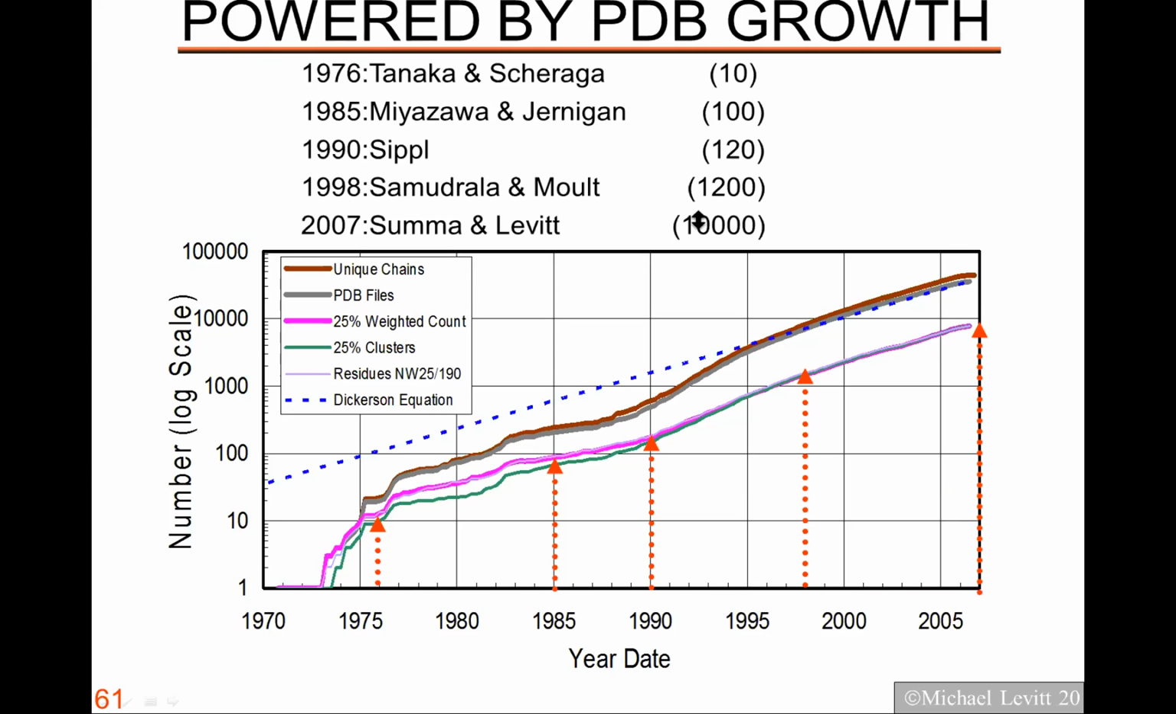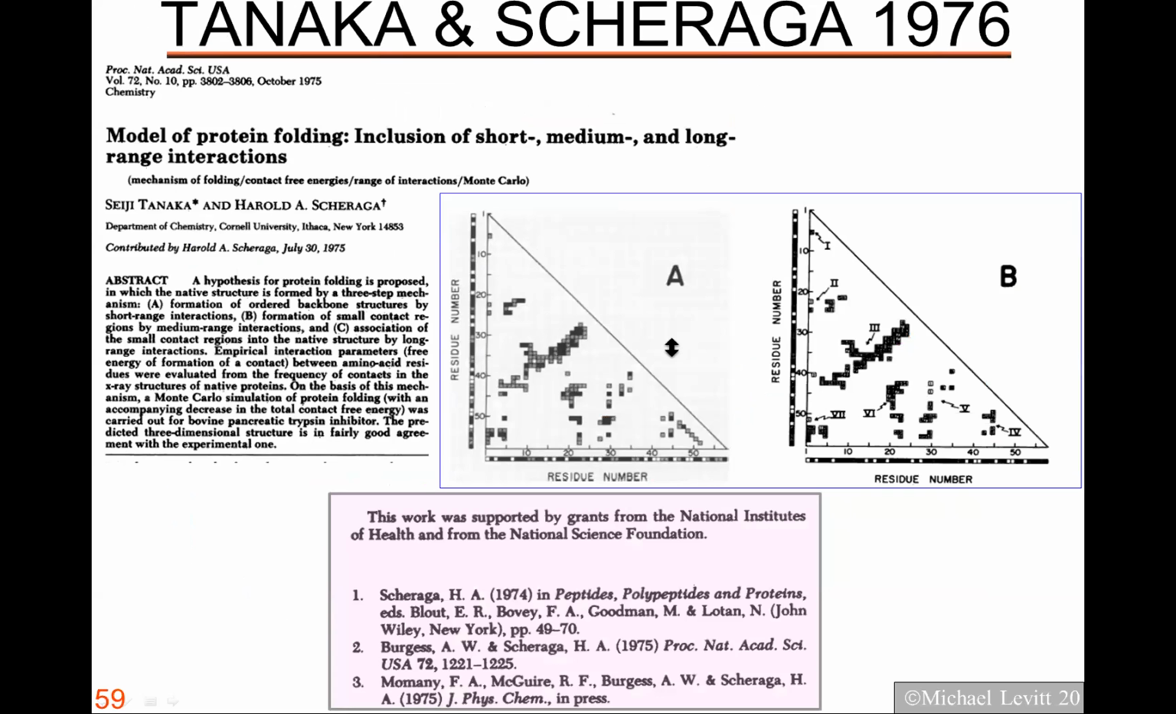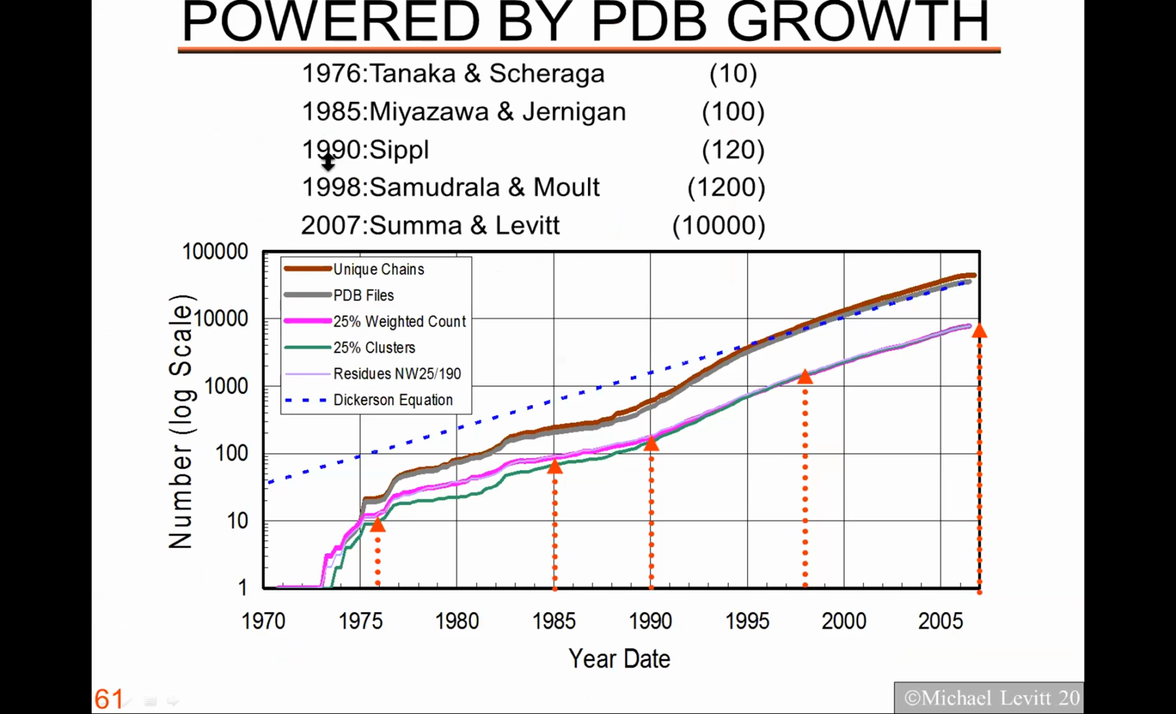The number of proteins is growing exponentially, and the more proteins you have, the more different atom types you can have in this kind of presentation. So for example, when Tanaka and Shirakawa did it, they might have just simply said these amino acids are attractive or repulsive. When Samudrala and Moult did it, they could actually use the individual atom types, and there are 180 atom types in proteins, and so on. Okay.